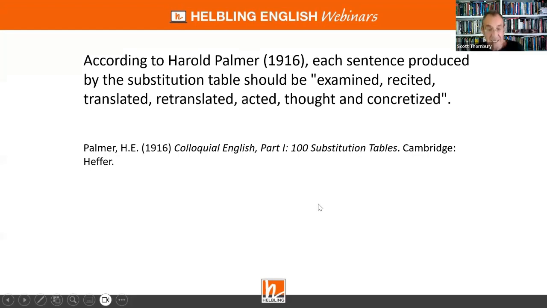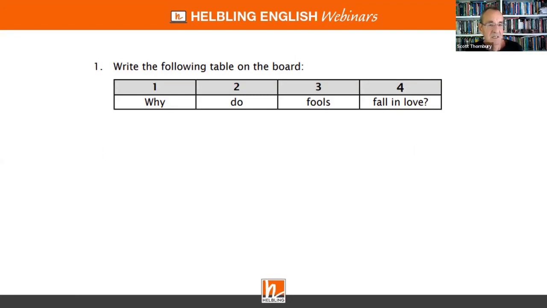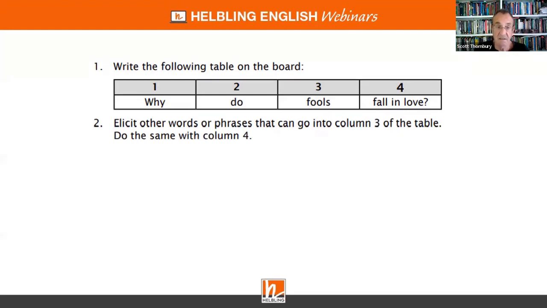So here's an example using this substitution table format from our book, Teaching Grammar Creatively. It's so easy. You could write the following table on the board. Of course, you could project it, but you could write it. Or you could dictate the sentence and have students write it in this and then number the columns. Why do fools fall in love? And you elicit other words or phrases that can go into column 3 of the table. So why do birds, gorillas, elephants, babies, dogs, and then phrases that can go into fall in love.